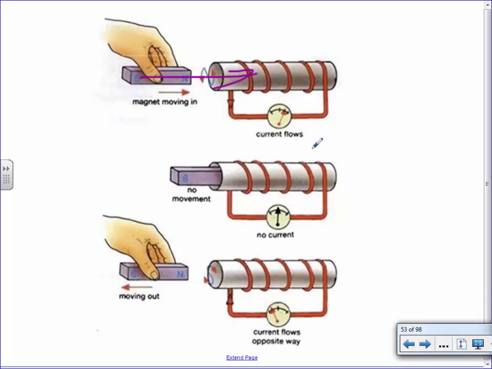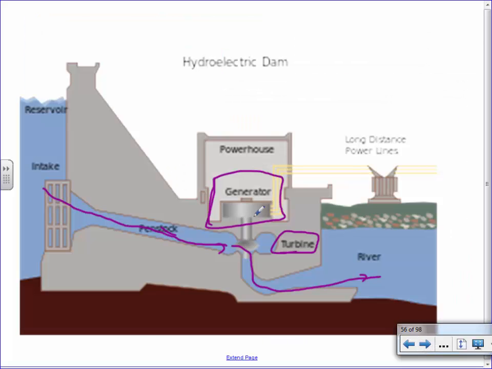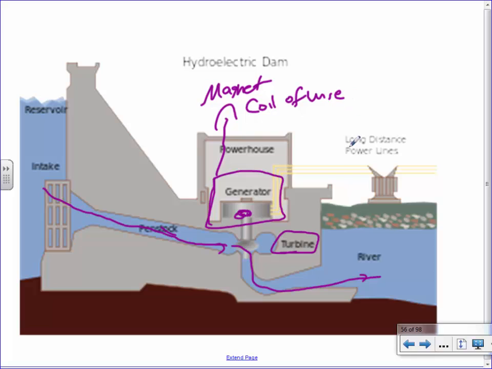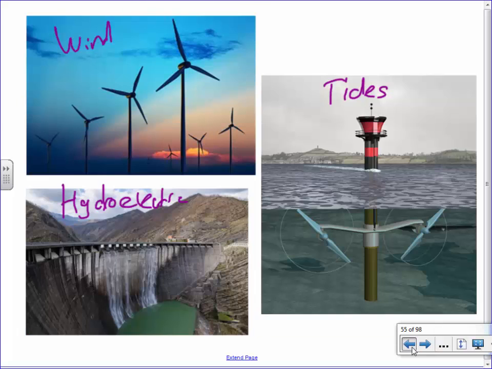But how do we get it to move? Well, again, if I show you this picture right here, have a little bit of water go through here and spin a turbine. The turbine spins, and inside the generator is a magnet and a coil of wire. It causes those to spin, and it creates electricity. And the pictures of the generator were back here.